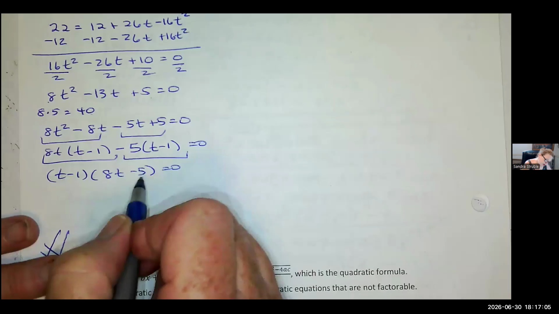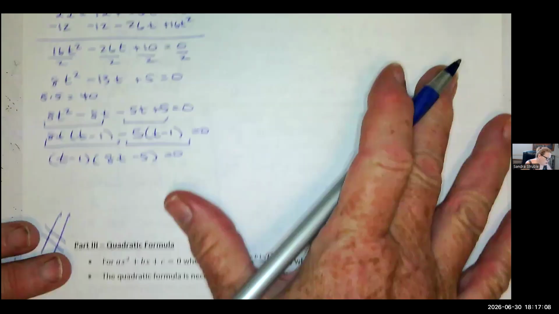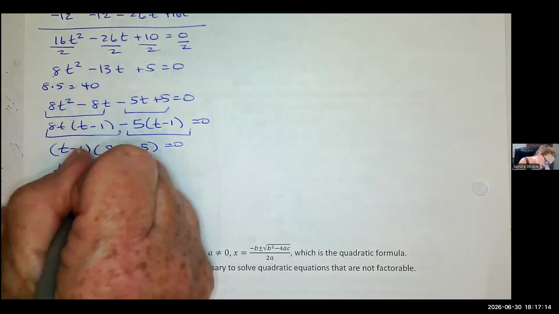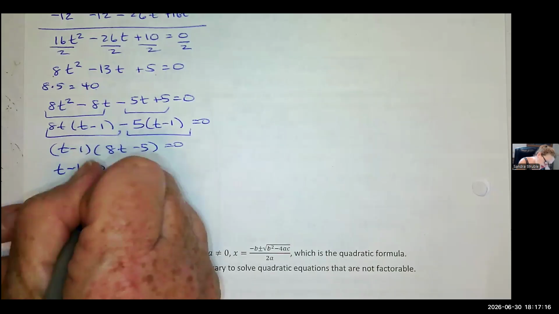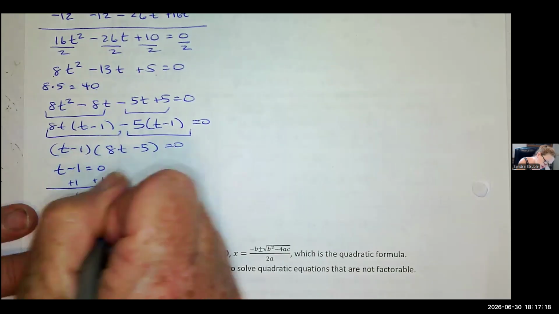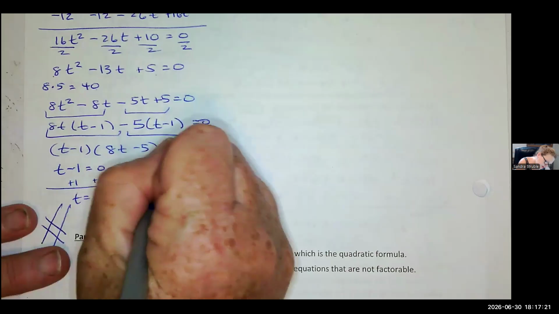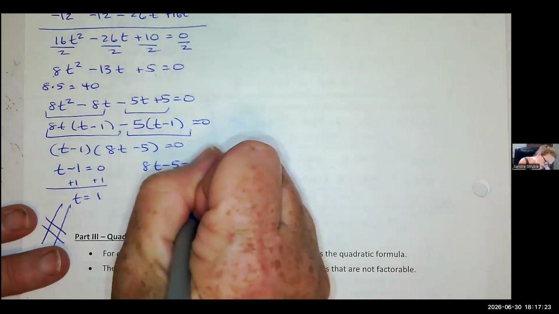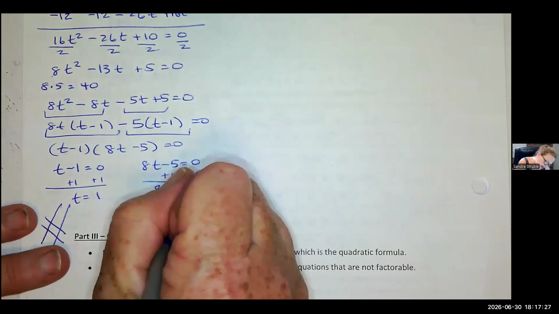All right, now that we've got our two binomials, we need to set them both equal to 0. T minus 1 is equal to 0. Add 1 to both sides. T is equal to 1. 8t minus 5 equal to 0. Add 5 to both sides. 8t is equal to 5. And then divide both sides by 8. T is equal to 5/8.